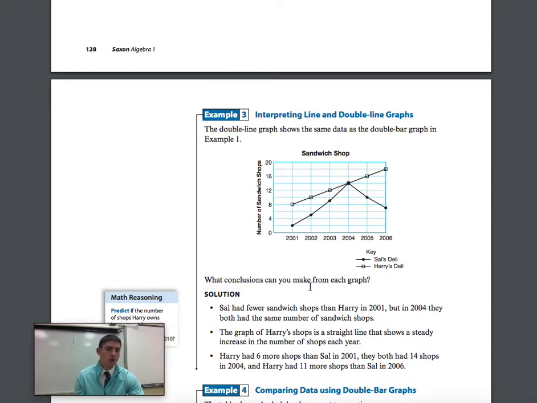So here again, it asks what conclusion you can have. Those conclusions should be exactly the same based on them being the same information. You're just being asked to answer questions from those graphs specifically.